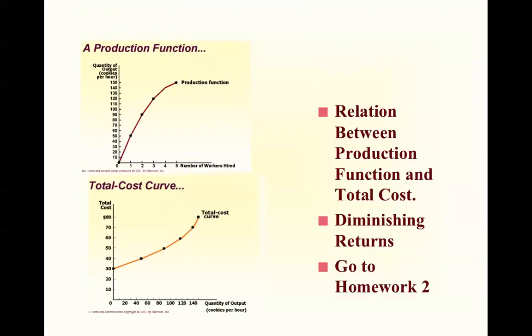Now there is a relation between the production function and total cost, which is diminishing returns. As production goes up, cost goes down. Production tapers off and costs still rise as these extra inputs still cost money. So the curves are mirror images of each other. Ignore that, go to homework 2. That's for the face-to-face class. So those curves are mirror images of each other.